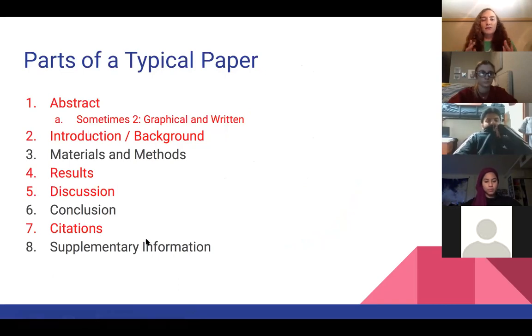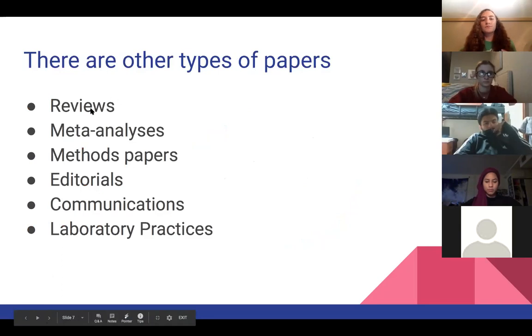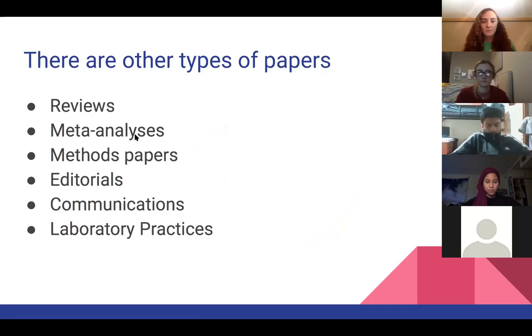There are many different types of scientific papers. There are reviews, meta-analyses, and methods papers that focus on specific methods. There are editorials, where the editor comes back and gives an opinion on a paper. A review is like a literature review: someone reads a bunch of different scientific papers and puts it all together, saying, this is what I learned based on all these different studies.